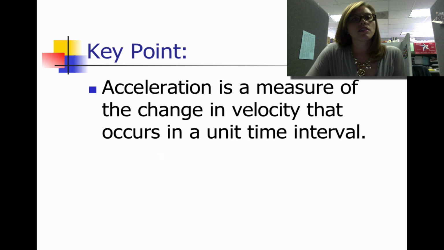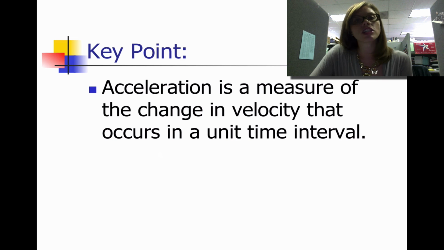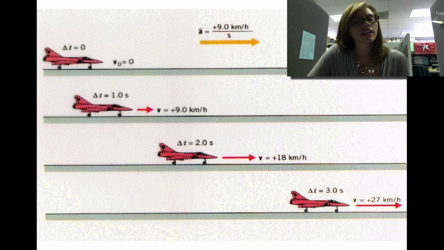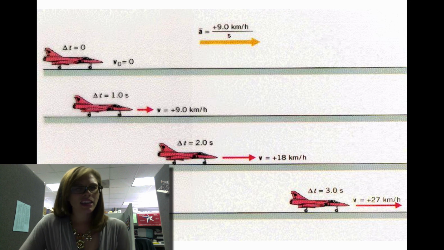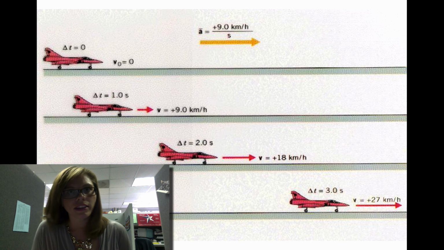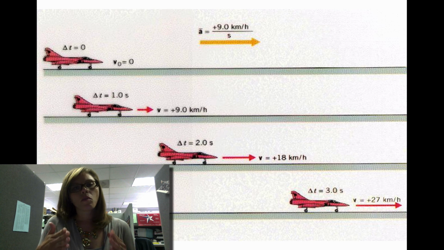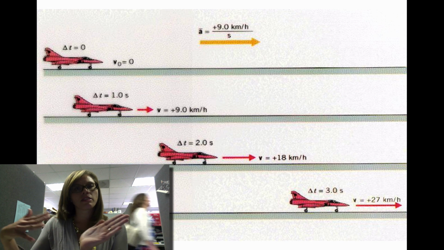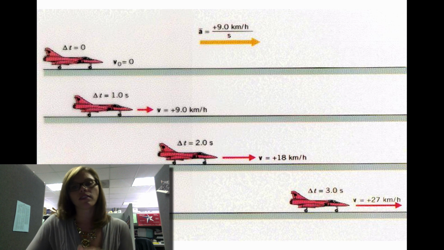Okay, so a key point: acceleration is the measure of the change of velocity that occurs in a unit time interval. That is the key point. You could think of acceleration as kind of a push. It's appropriate to think of it that way. In this picture of this jet plane getting faster and faster, the acceleration is going in the same direction as velocity. So think of it as the acceleration pushing the velocity to get faster.